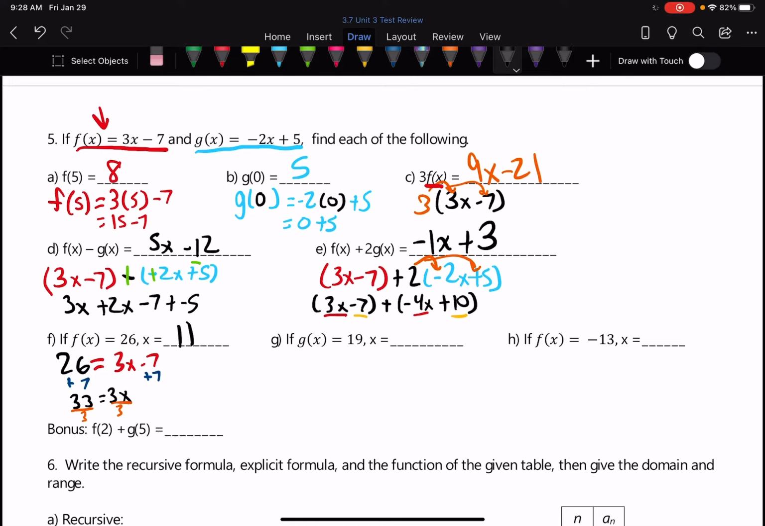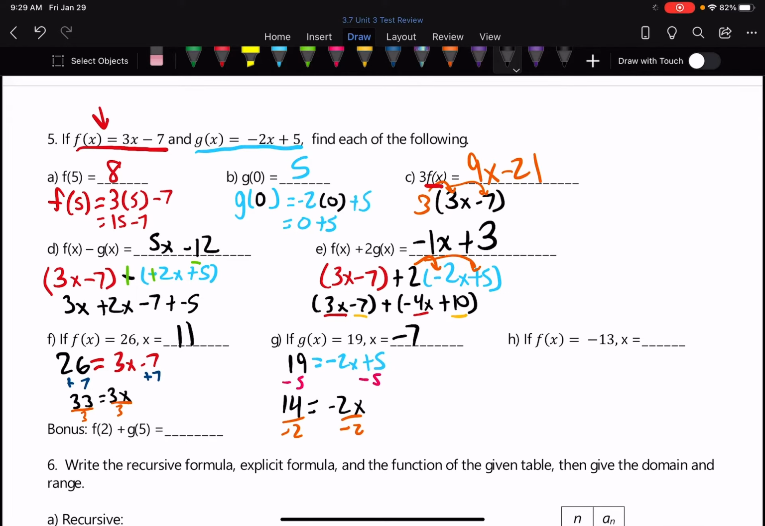Part G says if g of x equals 19, what is x? So I'm going to say 19 is equal to my g of x, which is negative 2x plus 5. I'm going to subtract a 5 from both sides to isolate my variable term. 19 minus 5 is going to give me 14. So I have 14 equals negative 2x. And then I'm going to divide both sides by negative 2. So x equals negative 7.